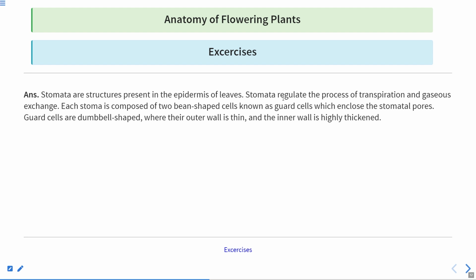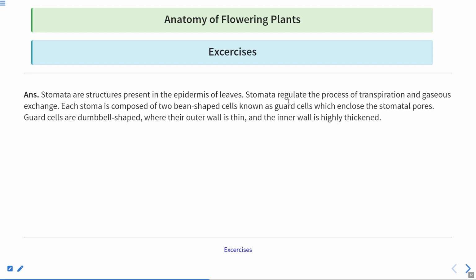So what is the function? The function of stomata is to regulate the process of transpiration and gaseous exchange. It means that when the stomata are open, there is gaseous exchange for the two life processes, that is photosynthesis and respiration. And they also work for transpiration. It means that whatever extra water is present in the plant, it vaporizes and transpires, right?